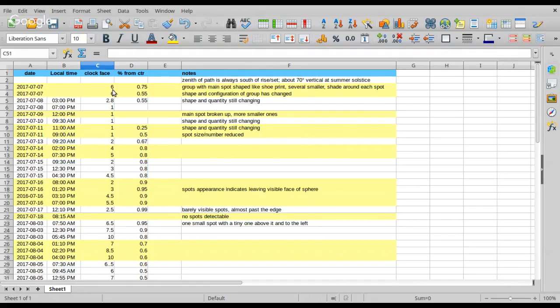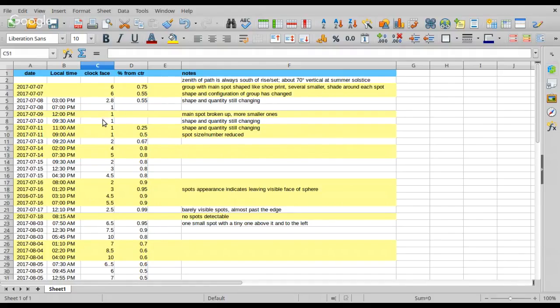So if the clock face says 6, that's 6 o'clock by the hour hand, and percent from center, I would say, is about three-quarters of the way from the center to the edge. So you get what I'm doing there. And some of these I didn't write down at first. I was just kind of filling in, making comments after I had put up a sun video. So eventually I started keeping better track.